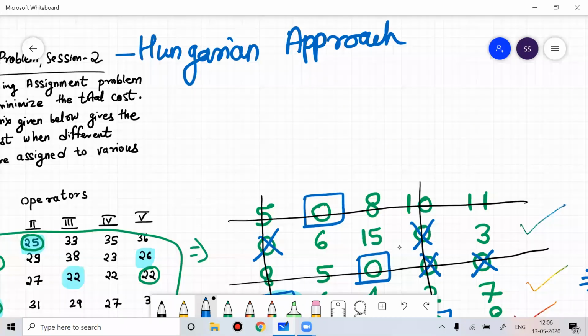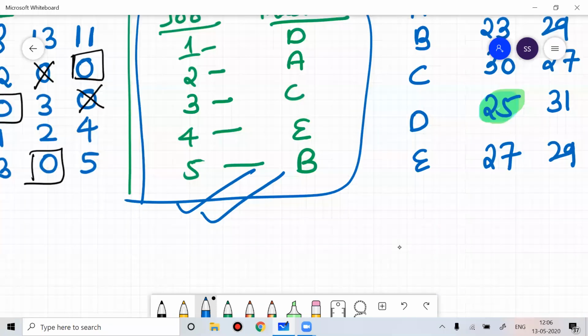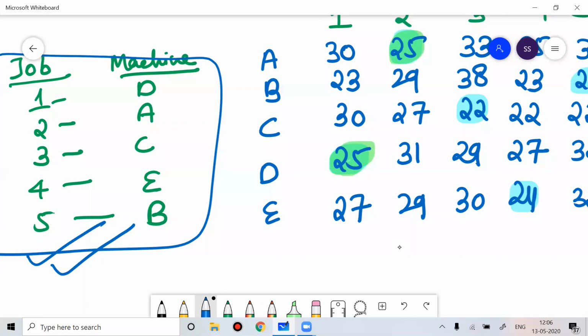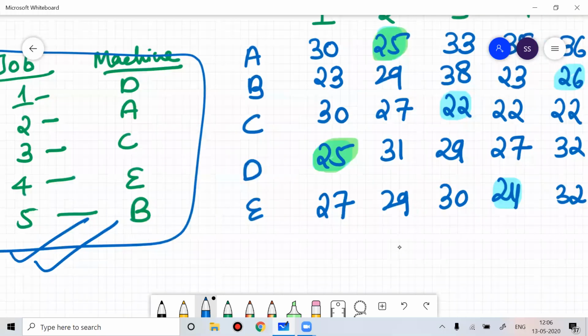We got the answer. Is there still any confusion? Anyone? Any confusion?